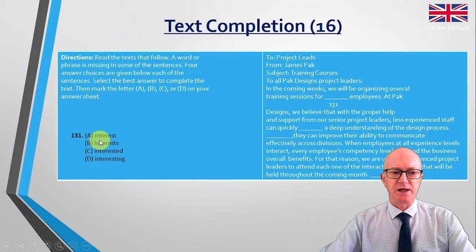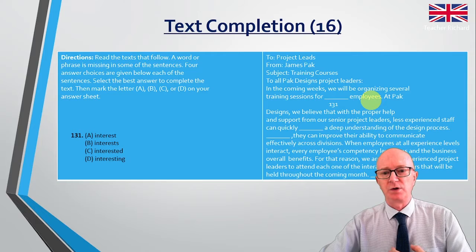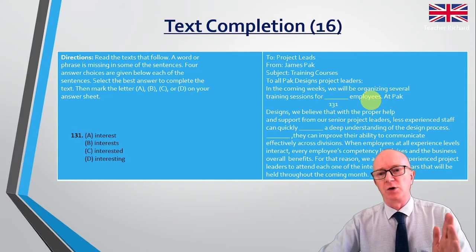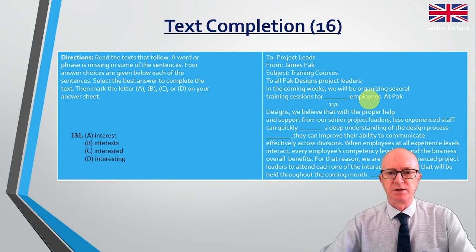A, B, C, D. Interest, interests, interested, interesting. So we need to describe the employee. So we need, okay, C, interested employees. We need the adjective to describe the employee. Somebody who wants to go on the training session. So we say I'm interested, or he's interested, or the employees are interested to go.